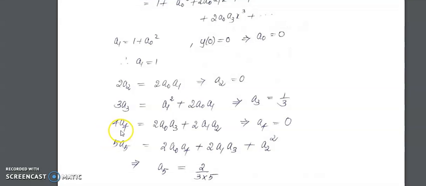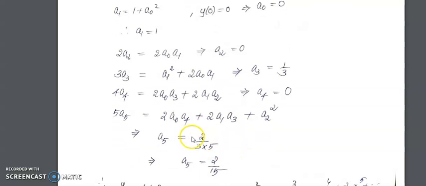Similarly, next 4a4 will be equal to 2a0 a3 plus 2a1 a2. So that will give a4 equal to 0, because a0 and a2 are 0. So again 5a5 will be equal to 2a0 a4 plus 2a1 a3 plus a2 square. So the second term is non-zero. So a5 will be 2 into 1 by 3 by 5, so that is 2 by 15.